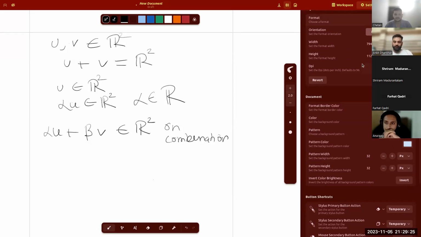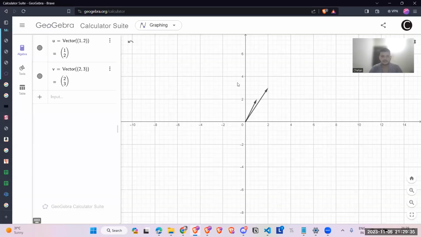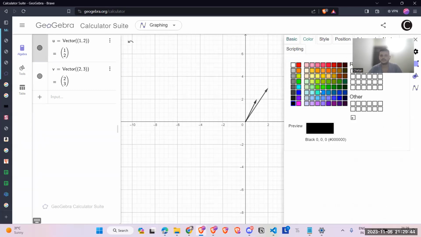I'll share my screen now and show you what a linear combination is geometrically. You can look at these vectors. Let me make it more colorful. Okay, perfect. Let's take the other one green.